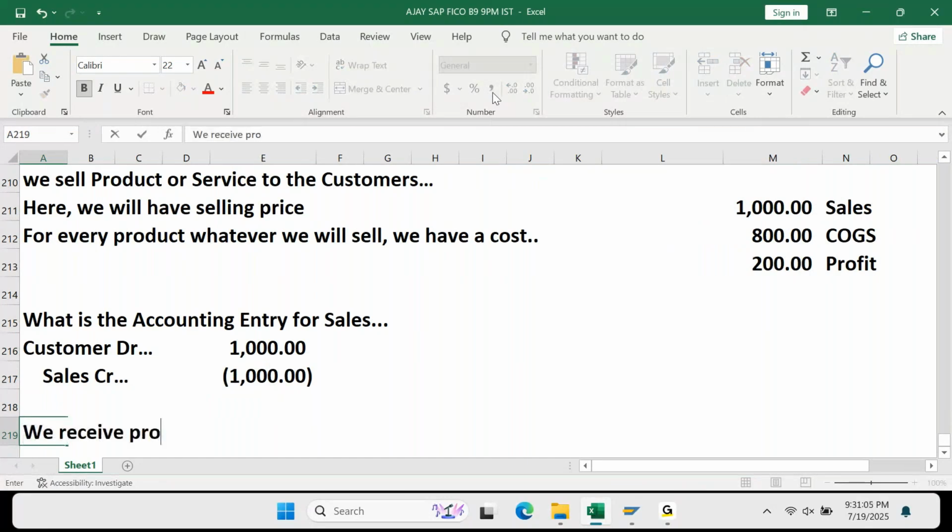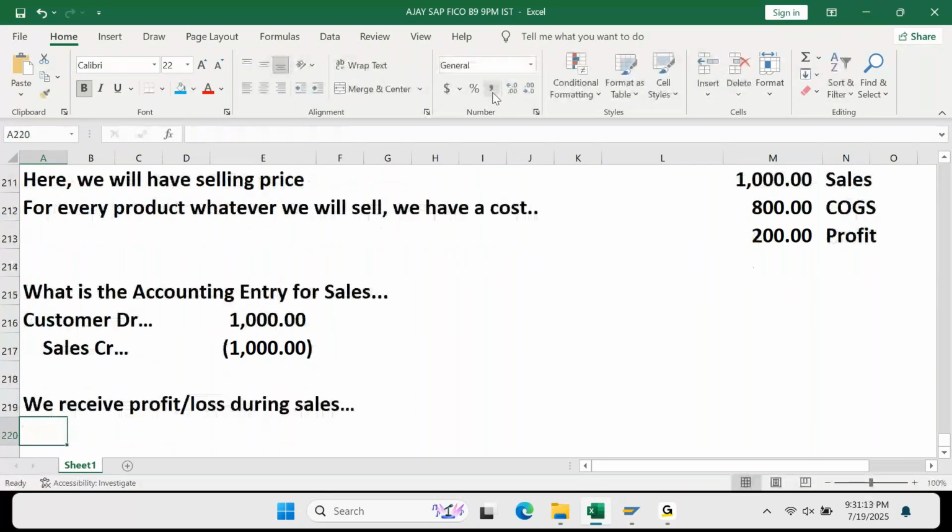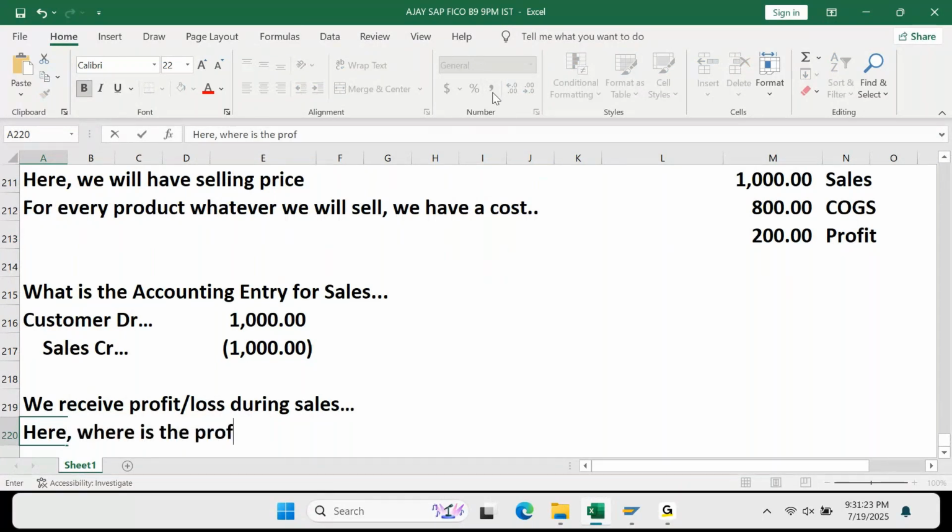Now we receive profit or loss during sales. Am I right? Yes. We receive profit or loss during the sale, but here, where is the profit or loss in the sales entry? Where is it?